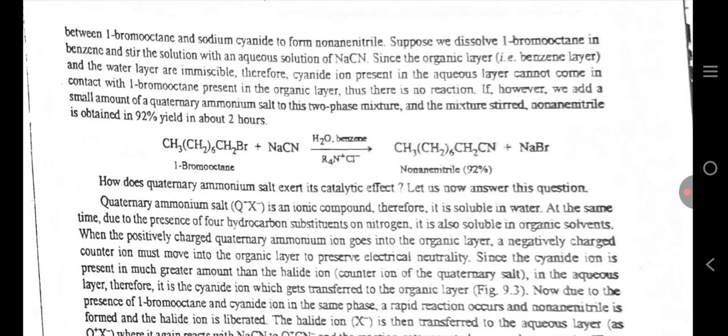Since the organic layer and the water layer are immiscible, the cyanide ion present in the aqueous layer cannot come in contact with 1-bromooctane present in the organic layer. Thus, there is no reaction. If, however, we add a small quantity of quaternary ammonium salt to this two-phase mixture and the mixture is stirred, nonanenitrile is obtained in 92% yield in about 2 hours.